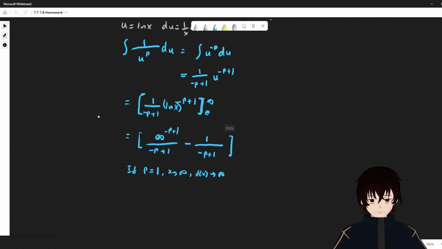Alright, let's see. If p equals 1, as x approaches 1, natural log x, negative p plus 1 approaches infinity? But wouldn't it approach 1? I think I just confused myself in a brand new way now.